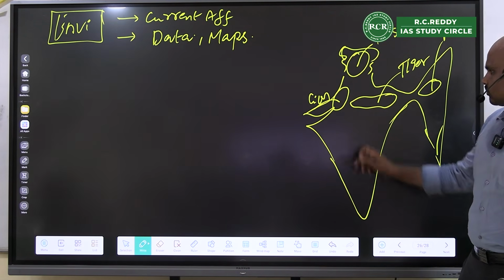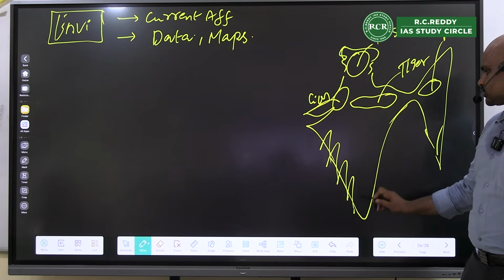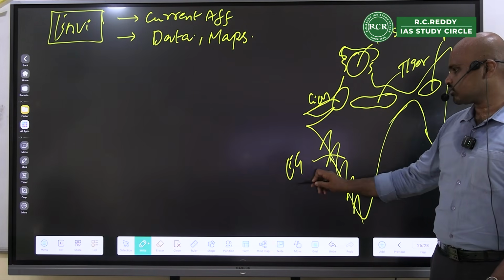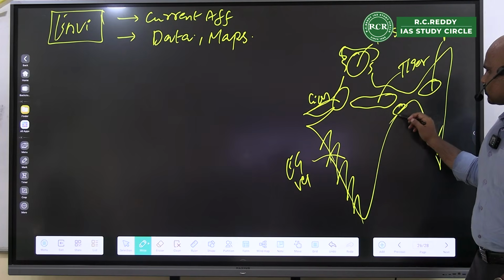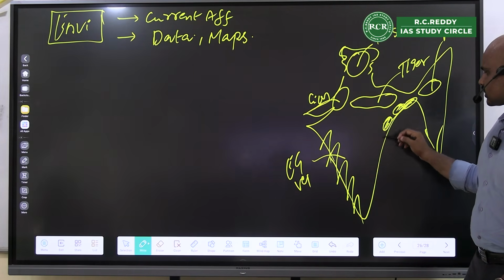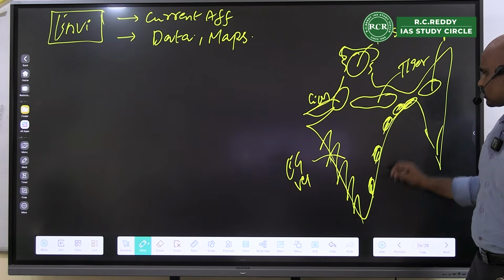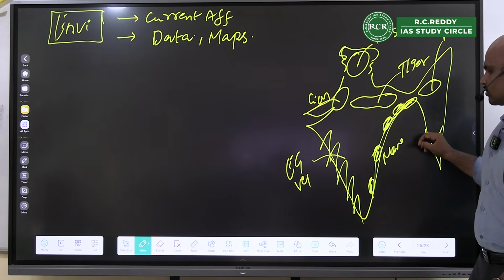Are you understanding? Now, what is some important aspect with respect to the Western Ghats? I know this is known for evergreen vegetation. What is important here? I know here I have Sundarbans, here Bhitarkanika, here Coringa, here Pichavaram. All of these are what? Mangroves.